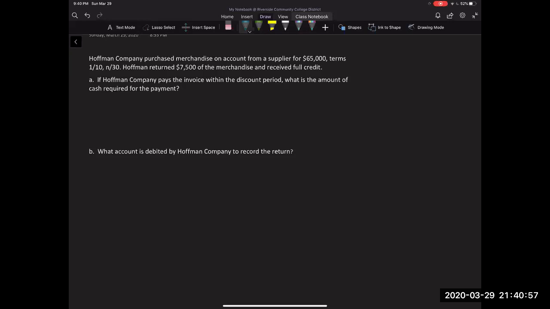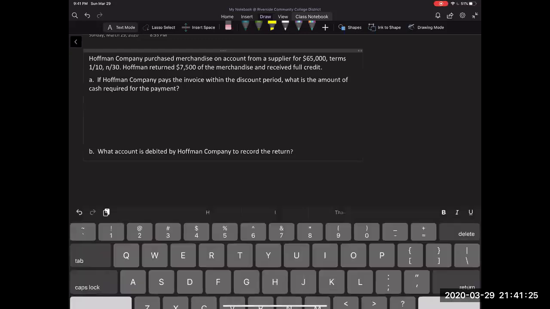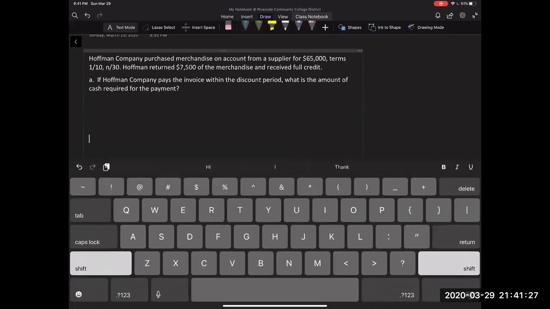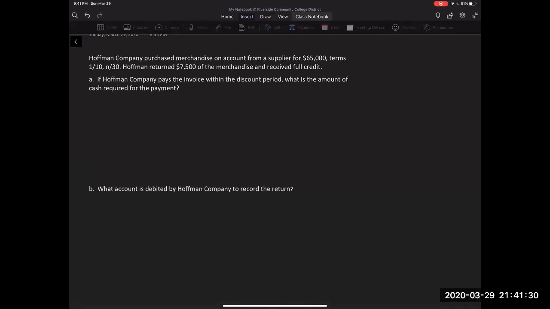So Hoffman returned $7,500 of the merchandise and received full credit. In A, if Hoffman Company pays the invoice within the discount period, what is the amount of cash required for the payment? Now that's a lot. Let's just break down what just happened, okay? All right. So let's look at this first with us buying this inventory.